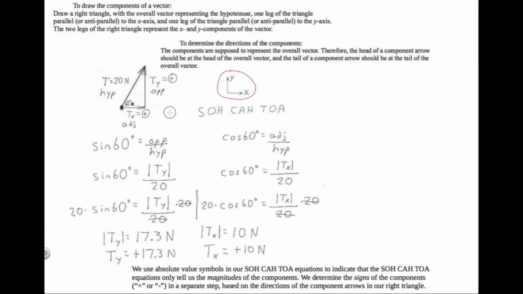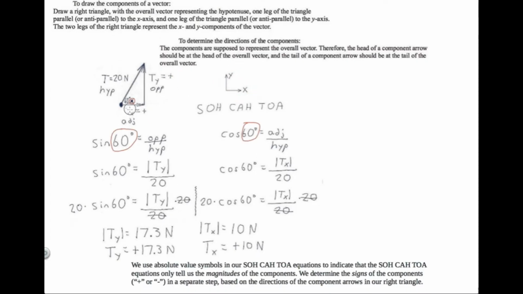Before we determine the magnitudes of the components, let's determine the signs of the components. T sub x points right, which is our positive x direction, so T sub x is positive. T sub y points up, which is our positive y direction, so T sub y is also positive. Label this 60-degree angle at the bottom of the triangle with an asterisk to indicate that our SOHCAHTOA equations will focus on that 60-degree angle, rather than on the 30-degree angle at the top of the triangle.